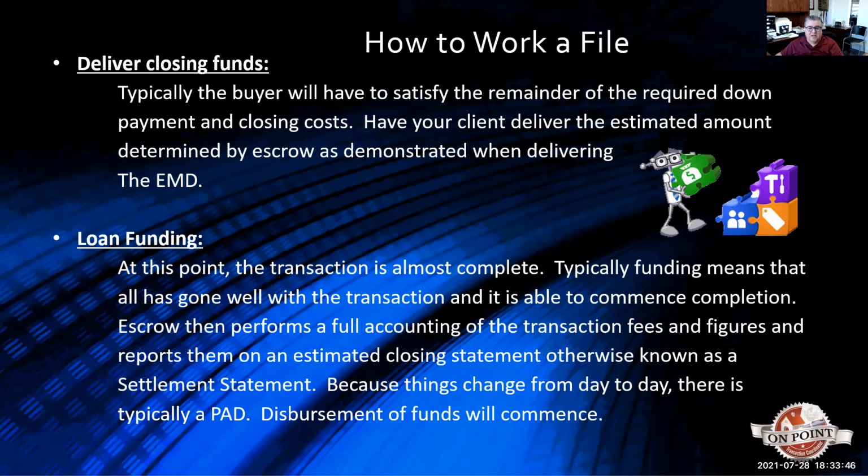Because things change from day to day, there is a typical pad, okay? Disbursement of funds will commence. So escrow will usually include a pad of $250 to $500 additional for the buyer to bring in. The majority of the time, because the escrow's estimates were accurate, they will get a refund of that pad. Sometimes it's not the full refund because there were some adjustments in closing, but a lot of times it is a full refund because, again, their estimate was accurate. Any questions or comments on that?